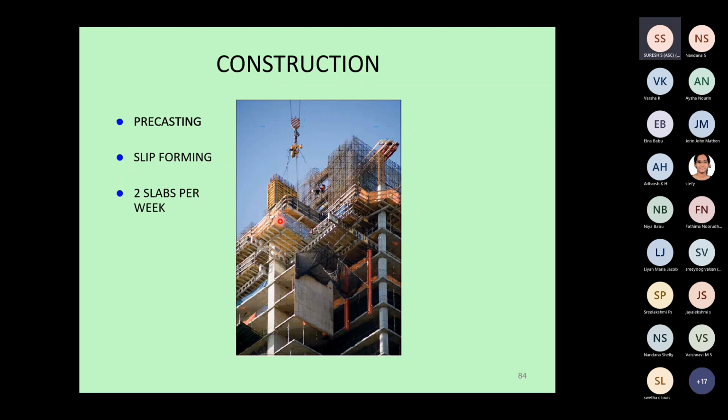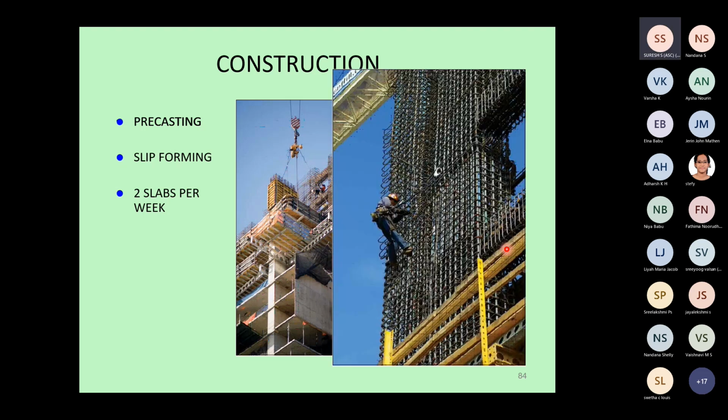The set concrete will be below, and as you construct more and more, this form will slip up or jump up. If it is jumping up in steps, it is called a jump form. If it is slowly slipping continuously, it is called slip forming. The progress or speed will be almost 2 slabs per week. 2 slabs means 2 floor levels. One floor level itself will take a huge time, but in slip forming, these levels are possible.